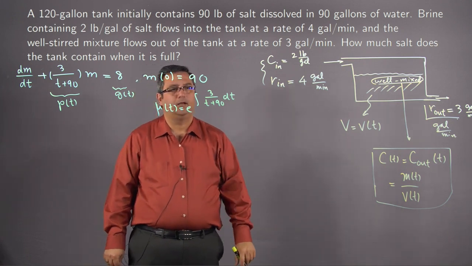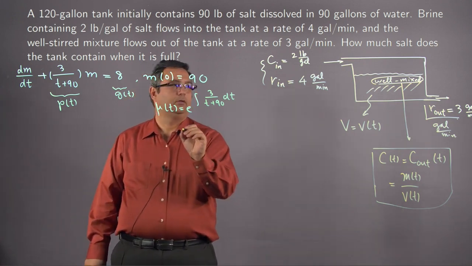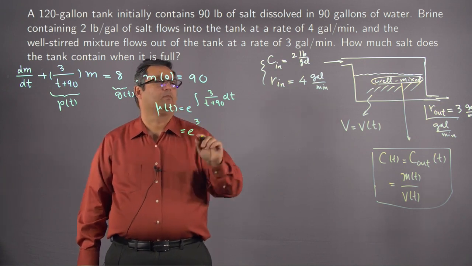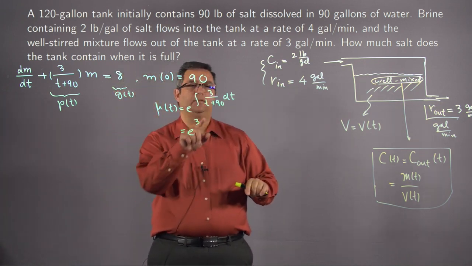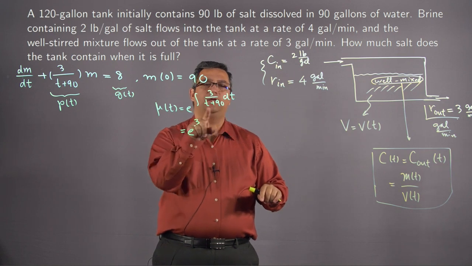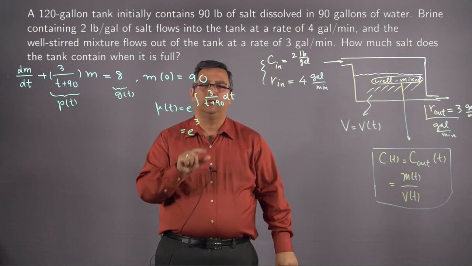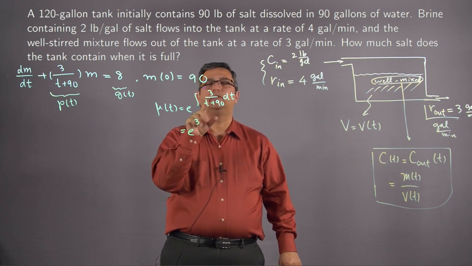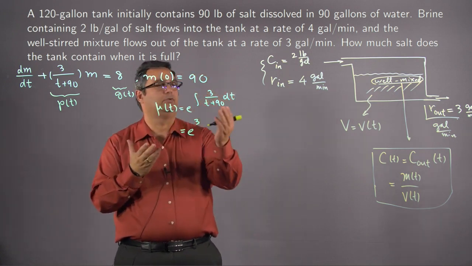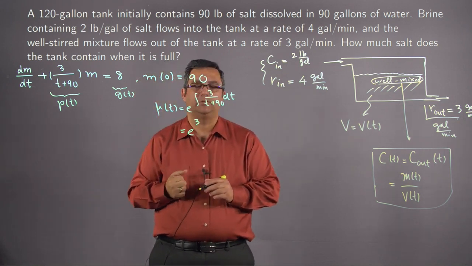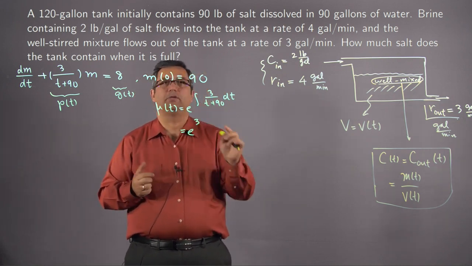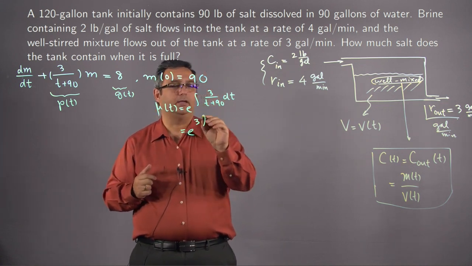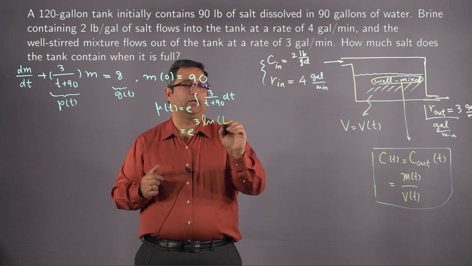And so this is going to be e to the 3. We can pull the 3 out. And dt over t plus 90, this is a linear expression with derivative 1. So when you integrate it, you have to divide by 1. It's using a linear substitution, u equals t plus 90, for example. So we get really e to the 3 ln of t plus 90.